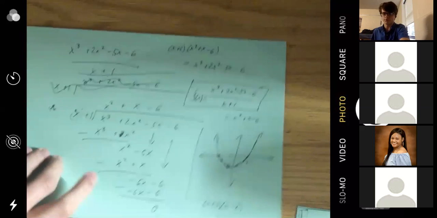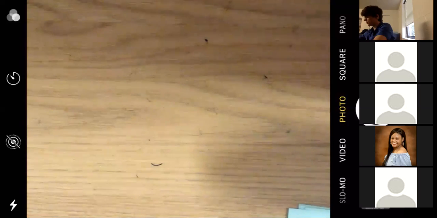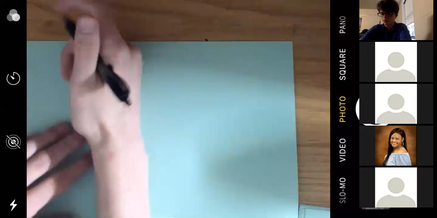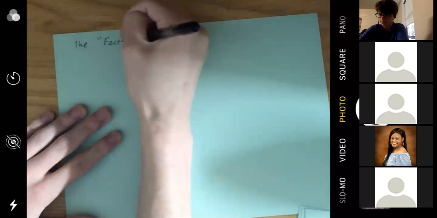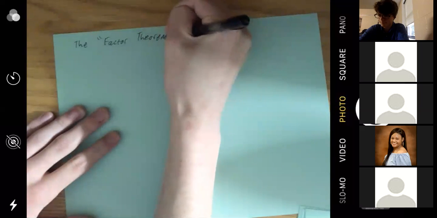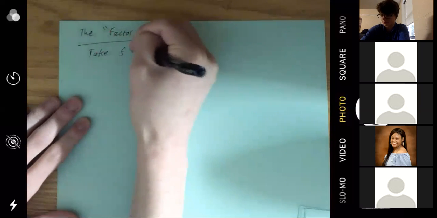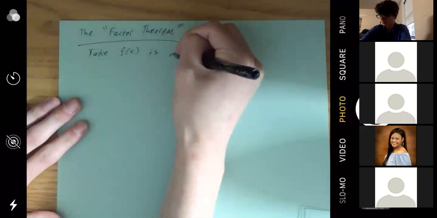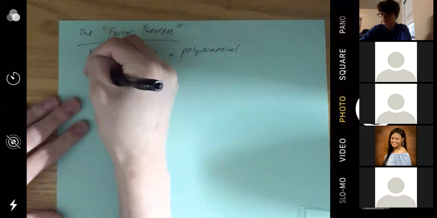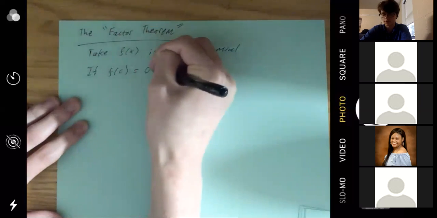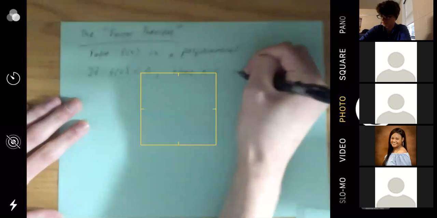There's this one interesting theorem in 4.3 I'll mention. I have a new piece of paper for this. This one's called the so-called factor theorem. So if we take f of x as a function, more specifically a polynomial, if f of c is equal to 0, then x minus c is a factor.